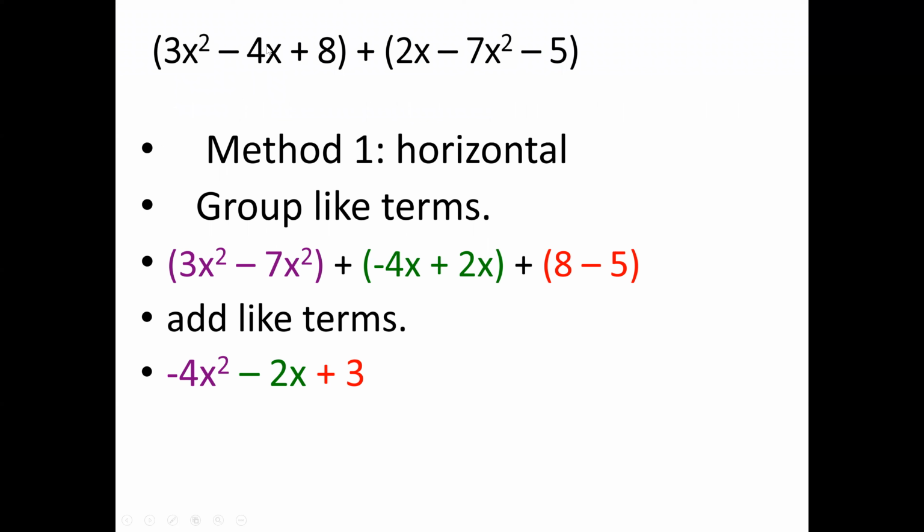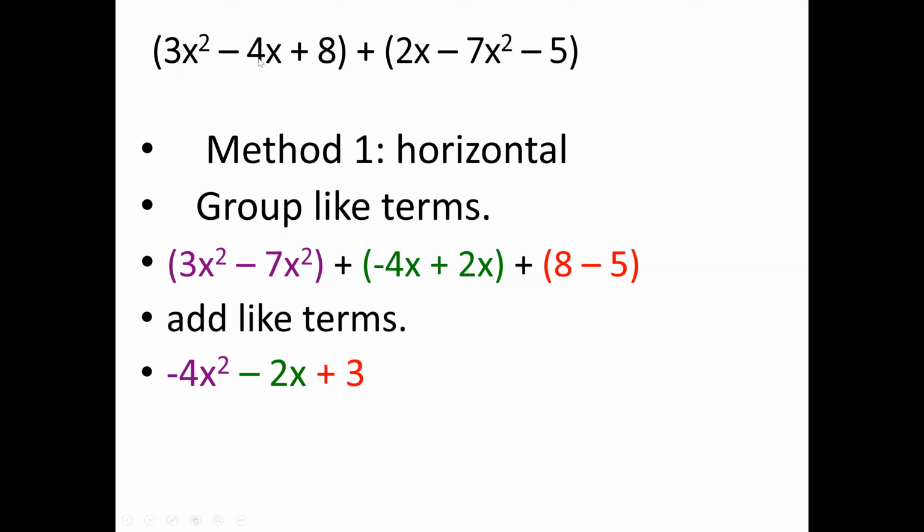So now we're going to solve a few examples here. So here we have (3x squared minus 4x plus 8) plus (2x minus 7x squared minus 5). Now what we will do first is to remove the parentheses if we want to. Then secondly, we combine the like terms. In this case, we use method one, group them horizontally. So I have 3x squared, I have 7x squared, but this is minus, it's plus here, so it's minus. So I can group 3x squared minus 7x squared horizontally.